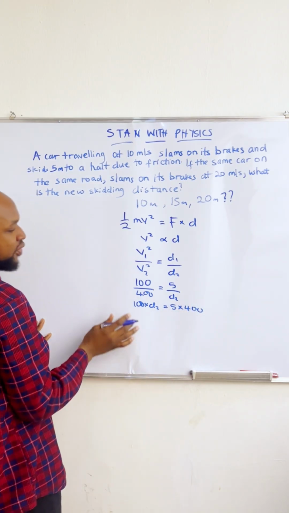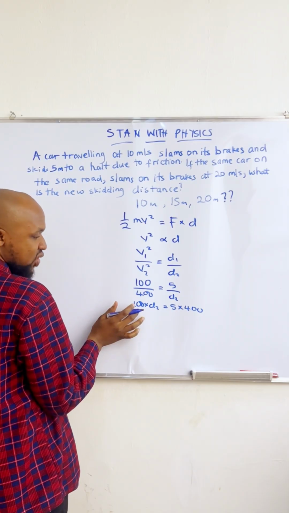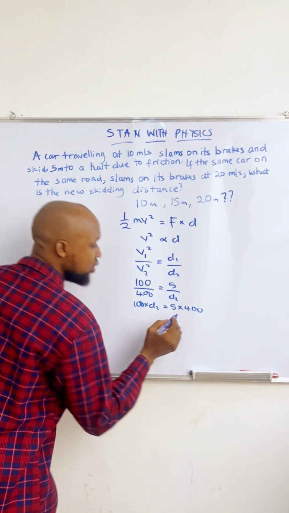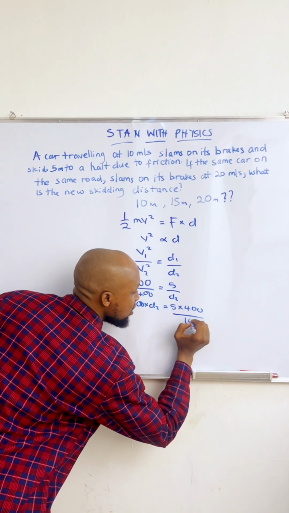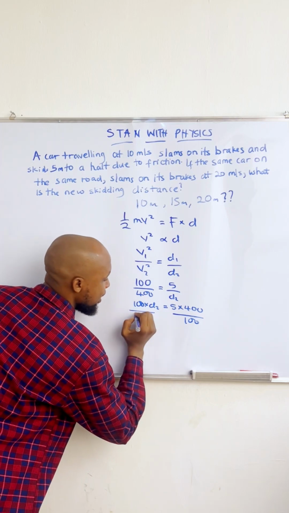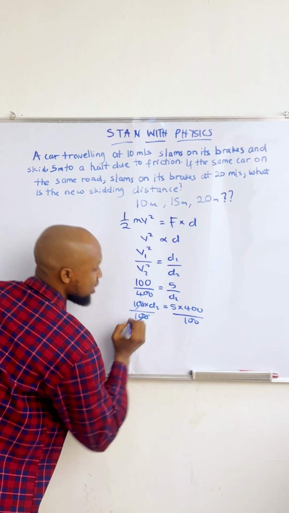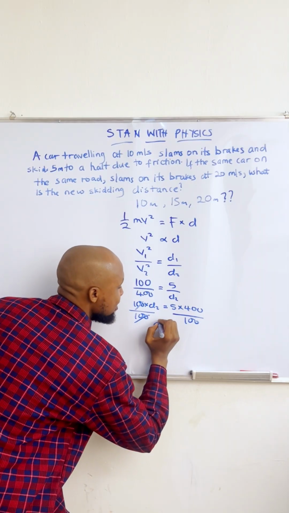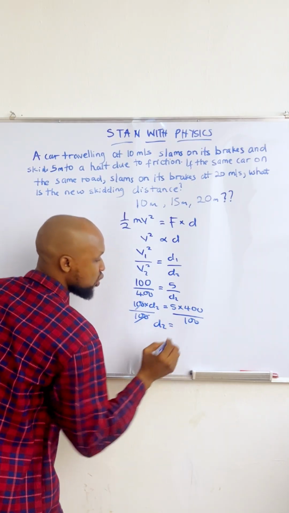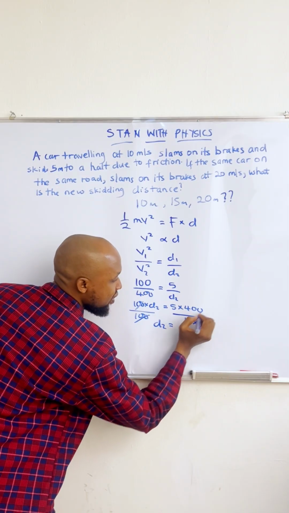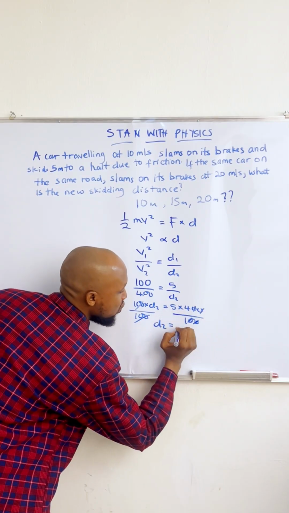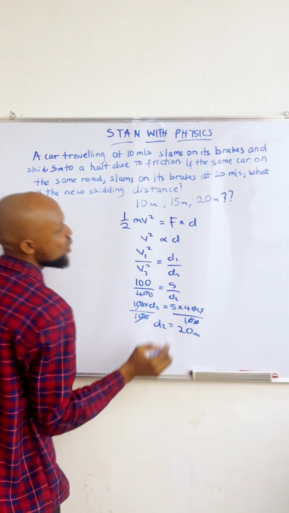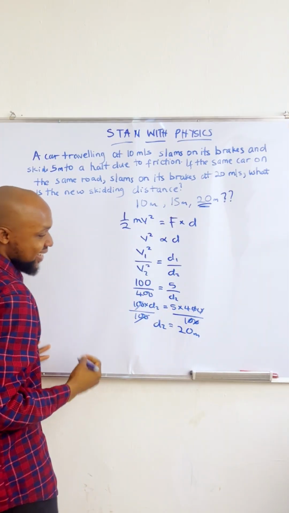400. If we now divide both sides by 100 so that we have d2 alone, this one is divided by 100, this one is divided by 100, so this is going to cancel out. If we simplify further, we are going to see that d2 is equal to 5 times 4, which is 20 meters. So we can say that this is the correct answer.